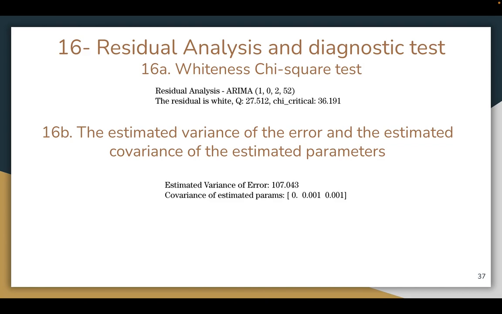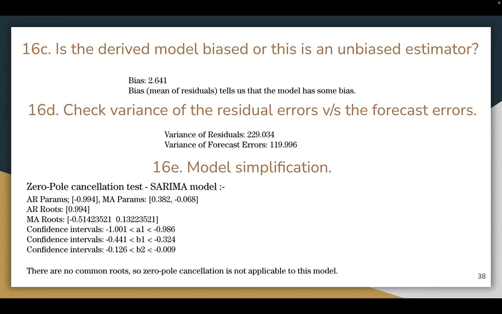diagnostic test, wherein I can see that the residual is white, and this is the estimated variance of the error and the estimated covariance of the estimated parameters. Let's check if our derived model is biased, and it is biased with some error, and these are the variance of residual and the forecast error, which is less than the residuals.